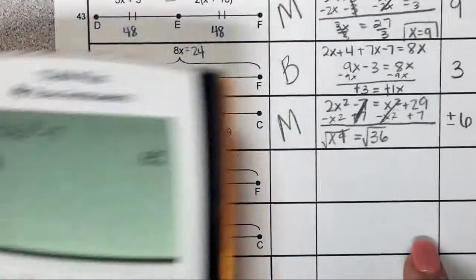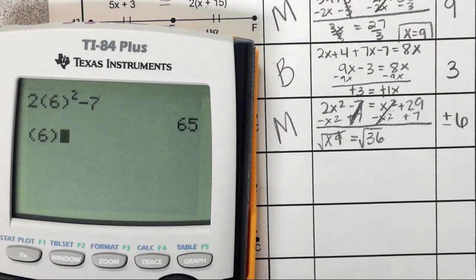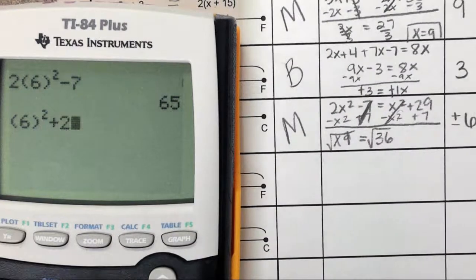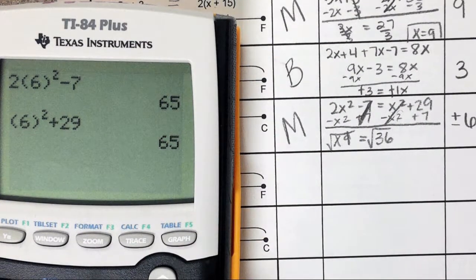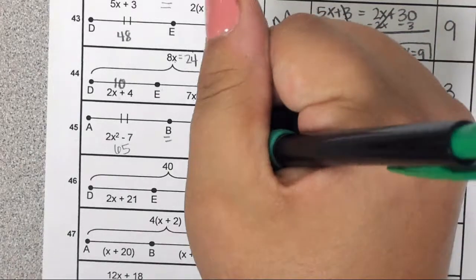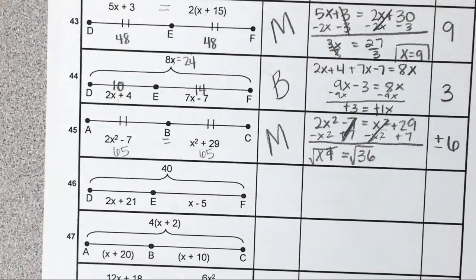And then I'm going to do it to the other side as well. What was it? Plus 29. And I should get 65 again. Does that make sense? You like me plugging it in? It's easy, right? You don't have to do all that.